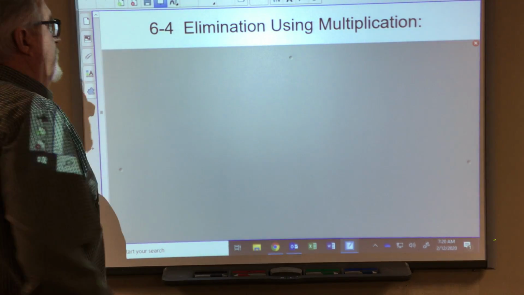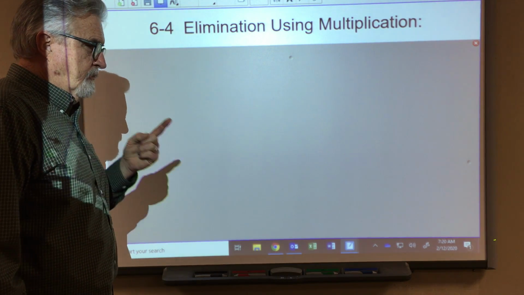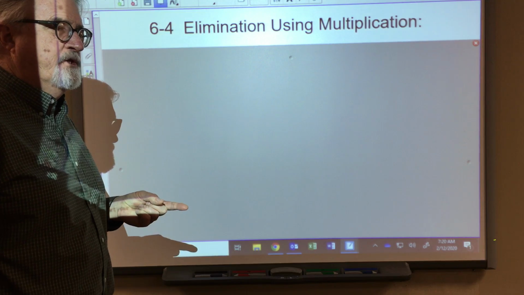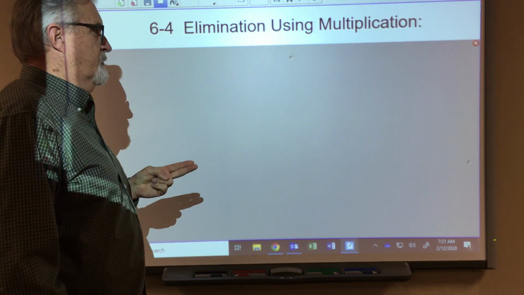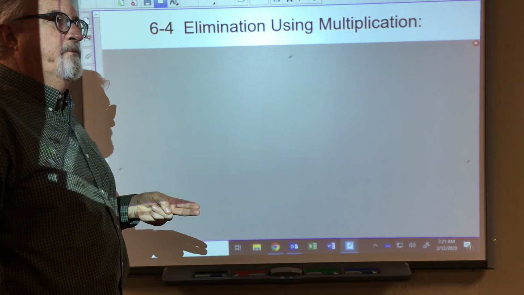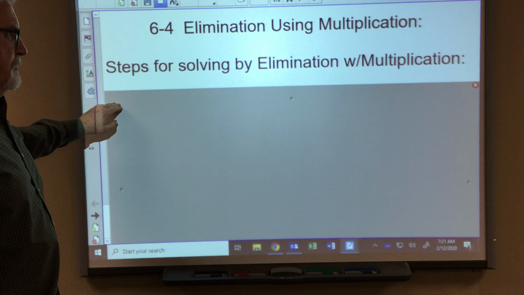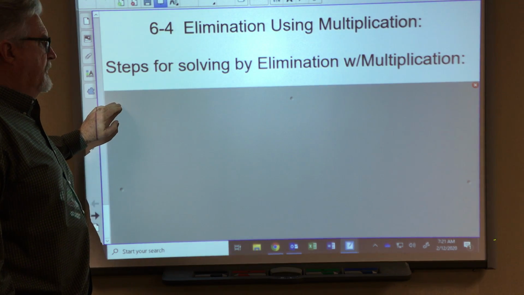Today we're going to talk about elimination using multiplication. We've already talked about graphing systems of equations to solve. We've also talked about substitution, and we've talked about basic elimination with addition and subtraction. Today we're going to talk about using elimination with multiplication.